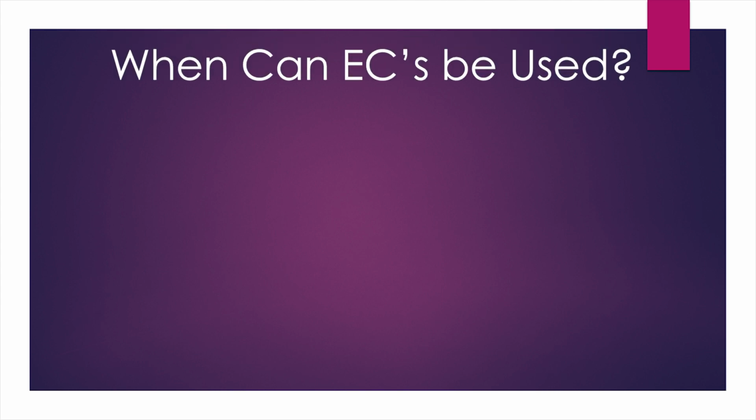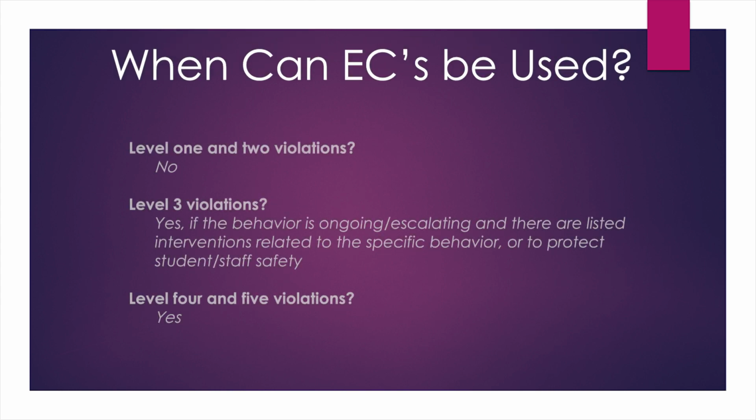When can exclusionary consequences be used? Can they be used at level 1 and 2? Exclusionary discipline may not be used for level 1 and 2 violations. How about level 3 violations? Yes, if the behavior is ongoing and escalating and there are listed interventions related to the specific behavior or to protect student and staff safety. And what about level 4 and 5 violations? Exclusionary consequences may be used for level 4 and 5 violations.